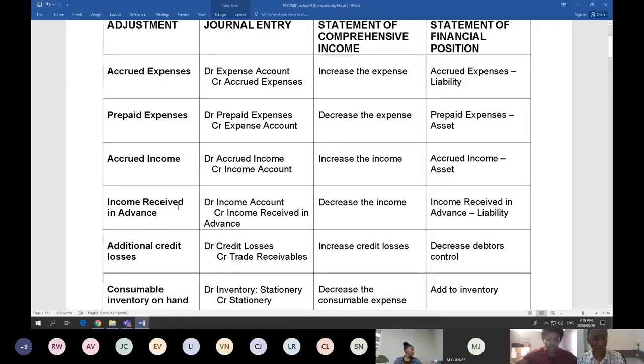Right, guys. Additional, or when we take a look at adjustment number 4 now.